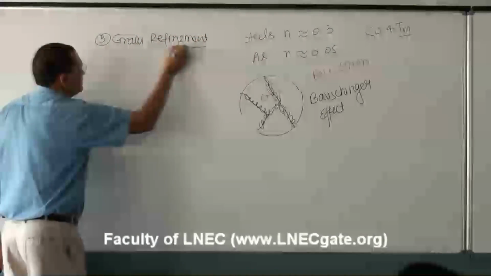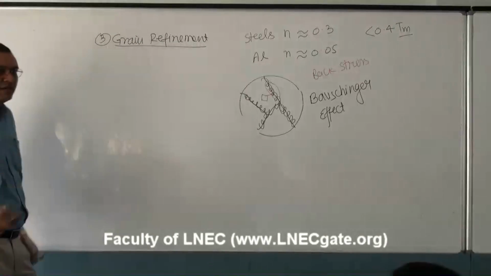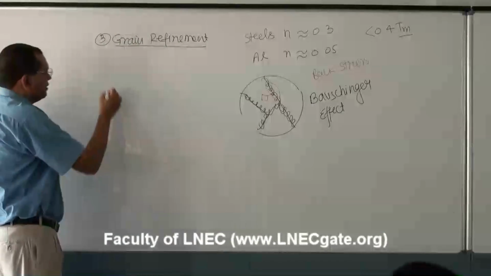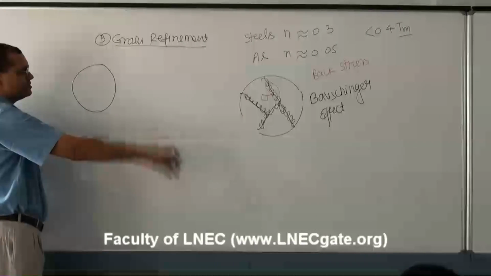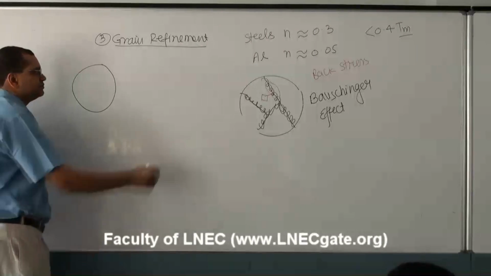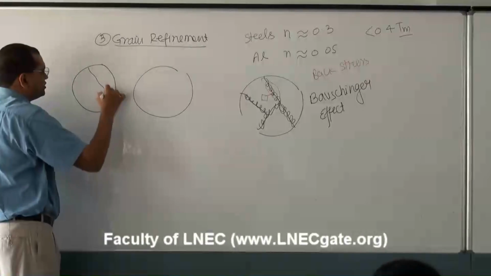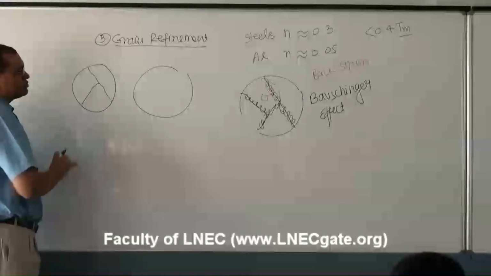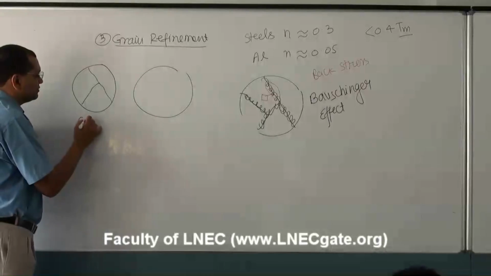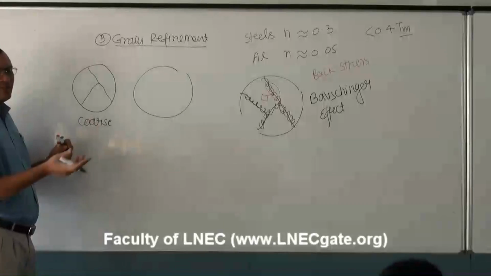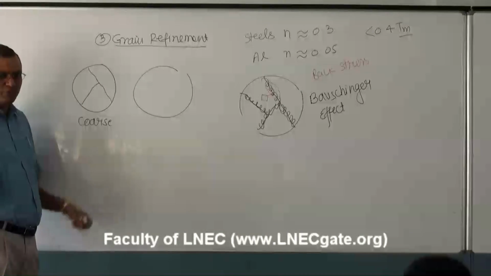Grain refinement. So let us say we are observing two microstructures. One microstructure is having coarse grain. Coarse grain means the number of grain boundaries is few.